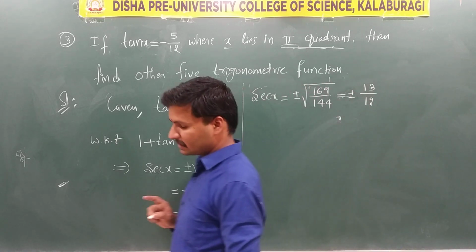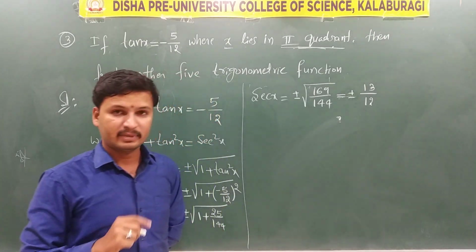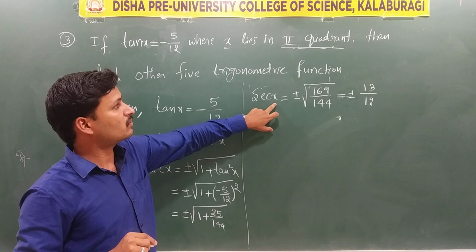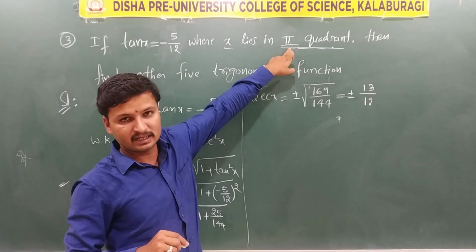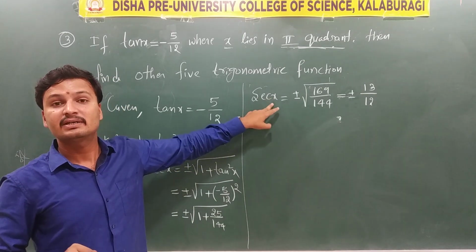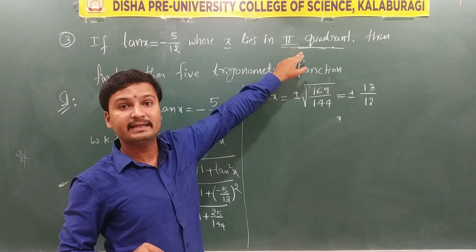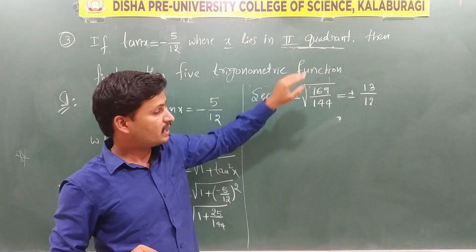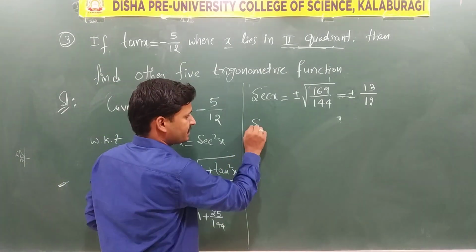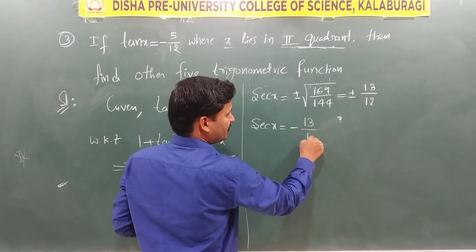Again here two possibilities, plus 13 divided by 12, minus 13 by 12. Again we need to check in which quadrant the angle lies. Angle lies in the second quadrant. In the second quadrant the secant function is negative. Okay, in the second quadrant only sine and cosec are positive and the remaining ratios are negative. So secant x is equal to minus 13 divided by 12.